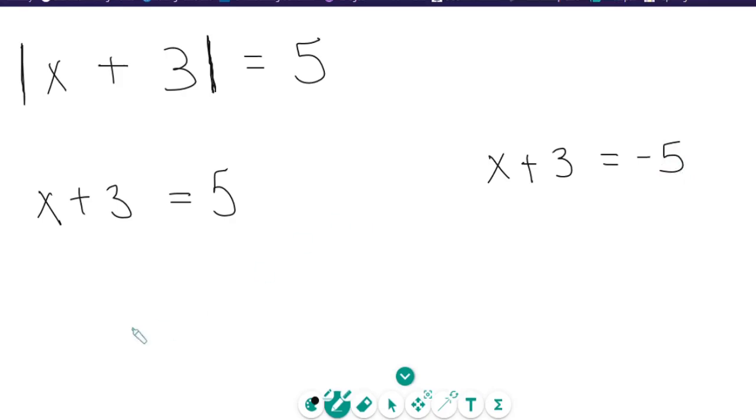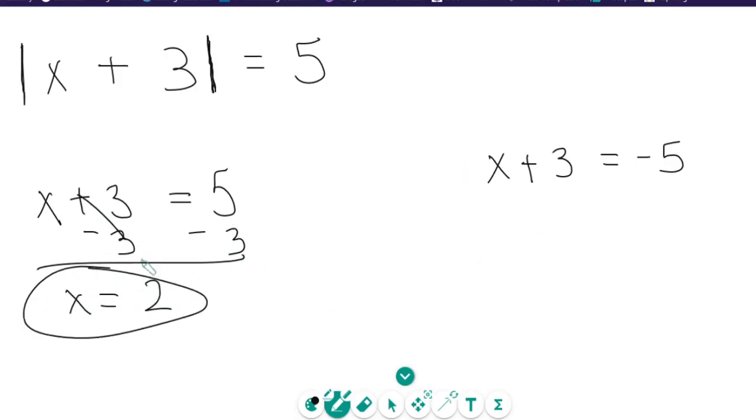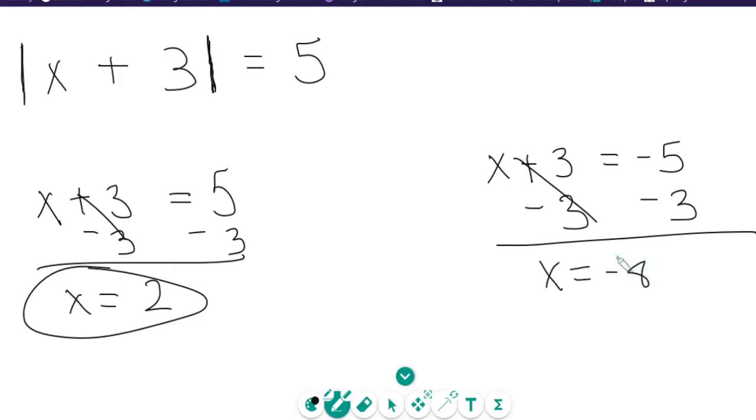Next step is to just solve for x. Minus 3, minus 3. X equals 2, and 2 is one of our answers. For the other one, minus 3, minus 3, x equals negative 8. So you have 2 and negative 8 as your answers to this absolute value equation.